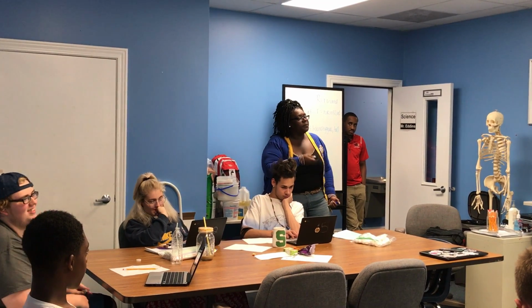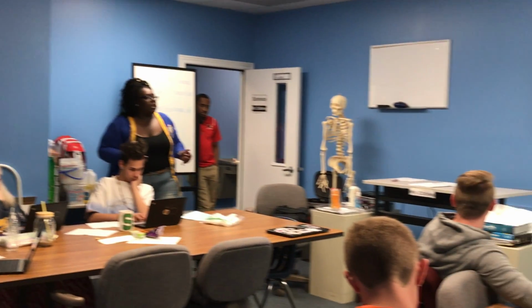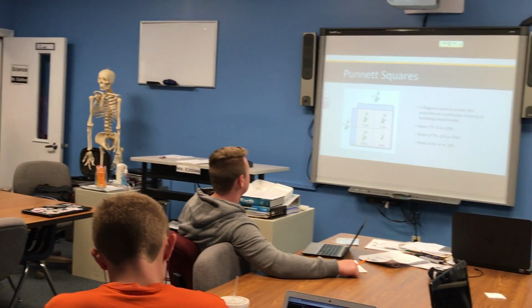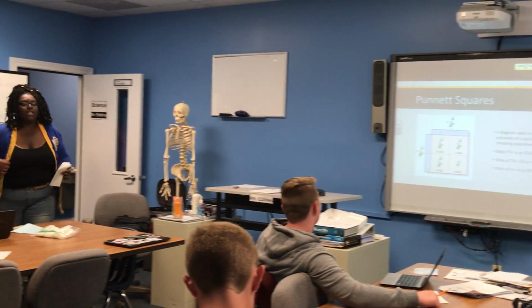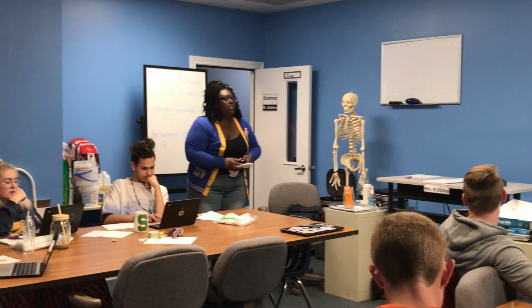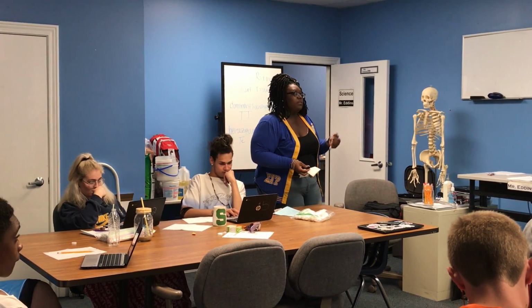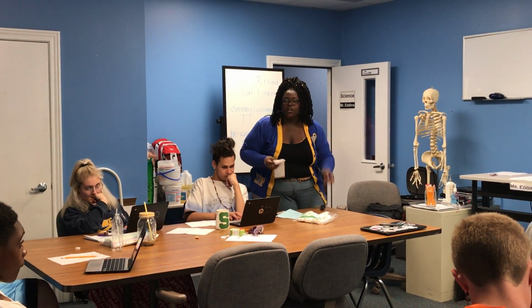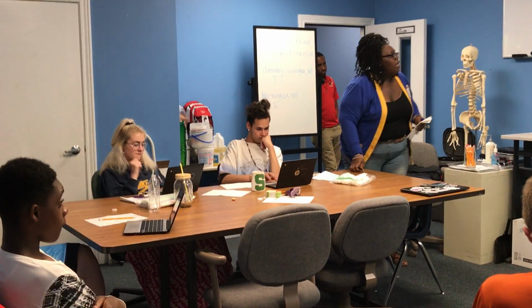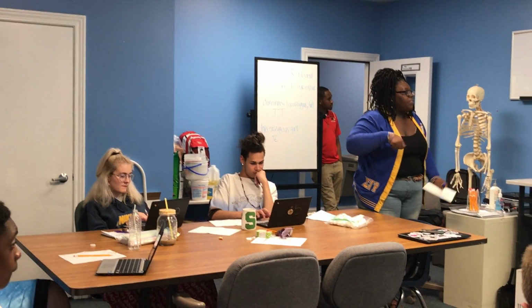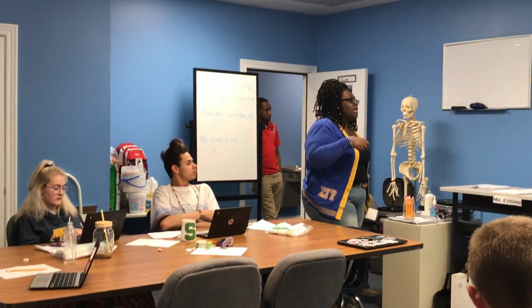Yep, that's correct. Okay, so next we're going to talk about Punnett squares. Pretty much these are a diagram that is used to help predict the outcomes of the particular crossing for whatever breed you're finding. And within these, you're able to find the ratio for each trait that you find.